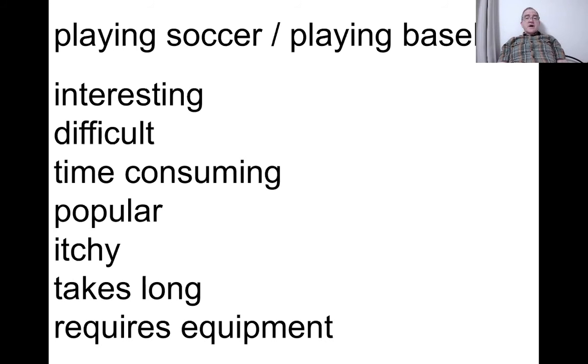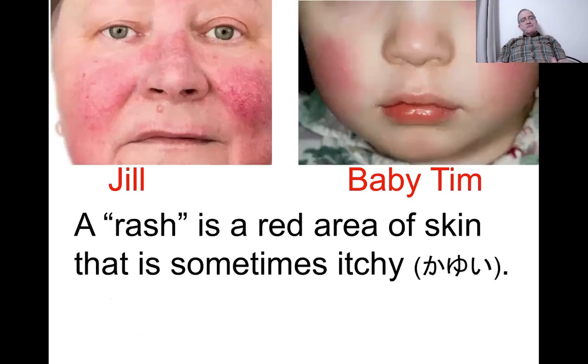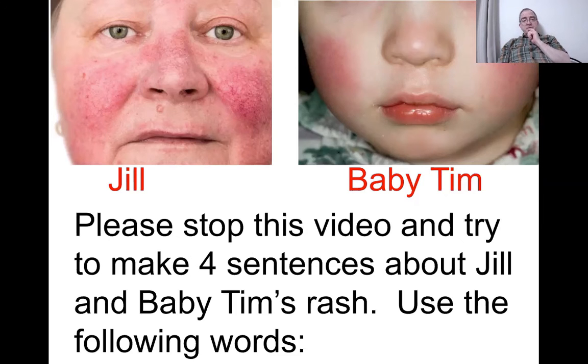Okay, there's some practice for you. I hope you did well on that. Now, let's try this. Here's a comparison of some faces. Now, take a challenge. I want you to be creative, communicate. A rash is a red area of skin. See this red area? This baby Tim also has red. So a rash is a red area of skin that is sometimes itchy. Itchy is Kayui. Can you make a sentence comparing Jill and baby Tim?